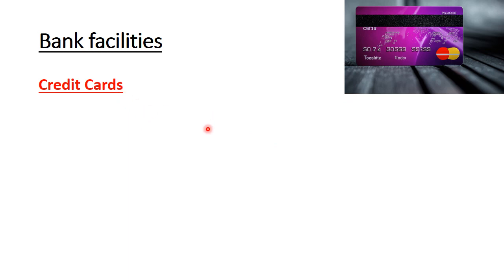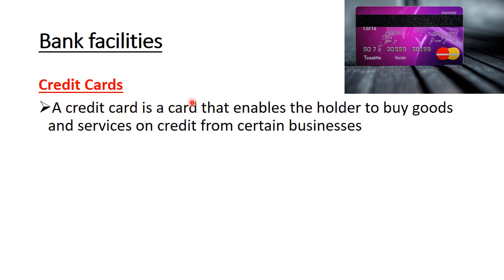So a credit card is a card that enables the holder to buy goods and services on credit from certain businesses. Okay, there are certain businesses which are registered with credit card companies. Therefore, if you go to those businesses, you can buy goods, and of course you can pay for services using the credit card, but on credit.